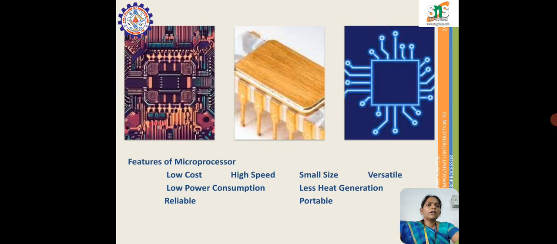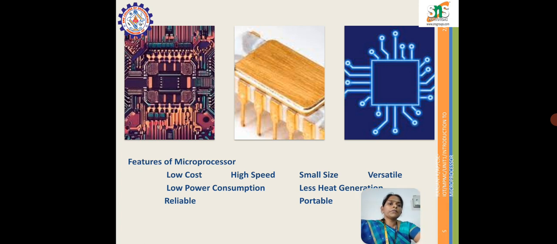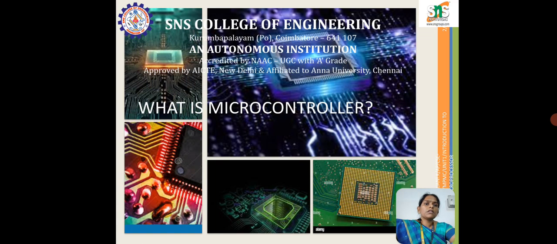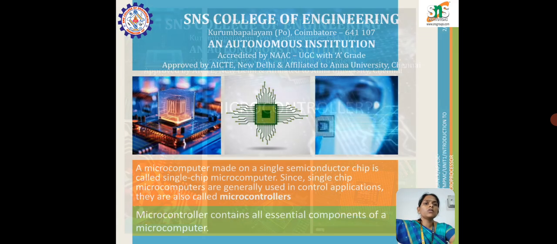What are the features of a microprocessor? The main features are that it is cheap in cost, it performs operations at high speed, its size is very small, it is versatile, has low power consumption and less heat generation, and it is reliable and portable. These are the features of a microprocessor.